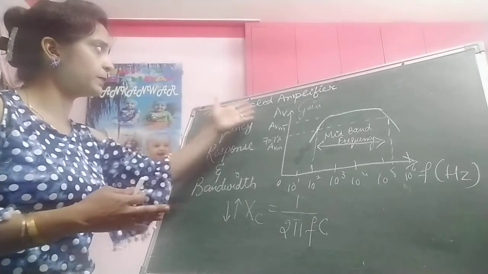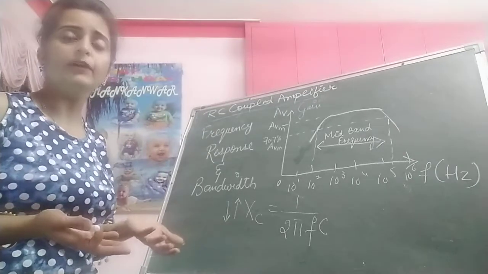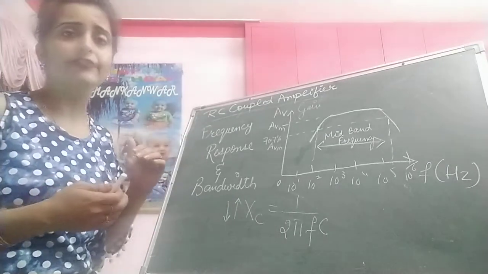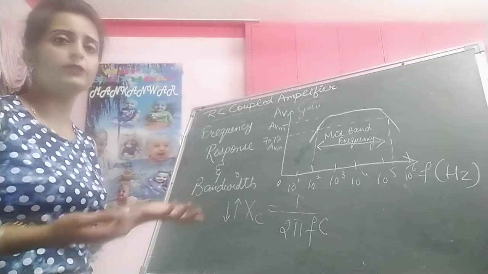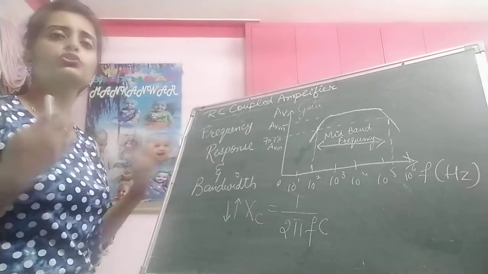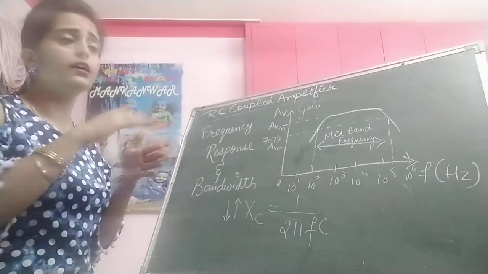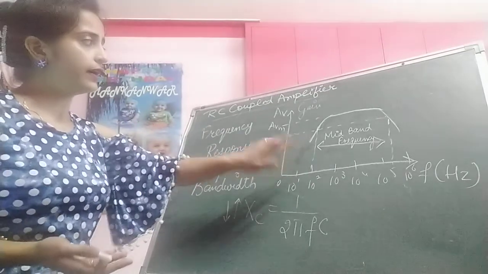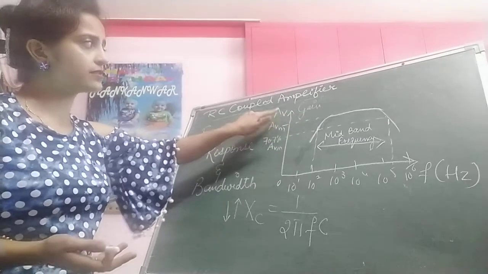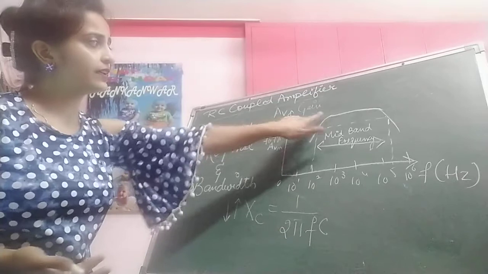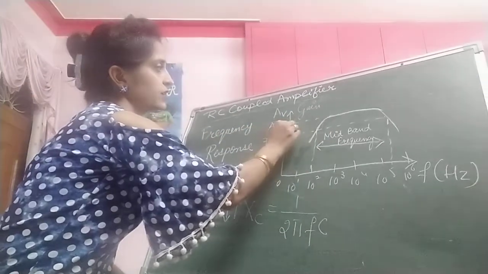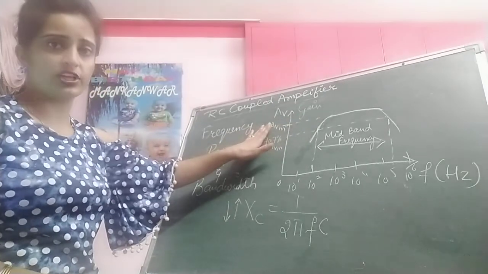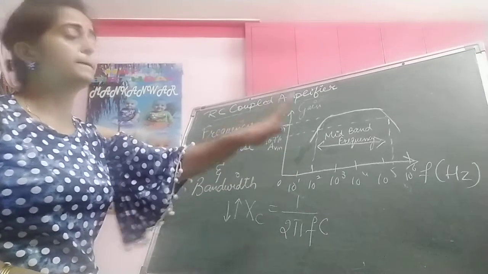For this purpose the RC coupled amplifier is very popular for high gain and as a high fidelity circuit. It is used in devices where constant gain is required. Here AV is the voltage gain, and at this point, AVM, we are getting the maximum voltage gain.